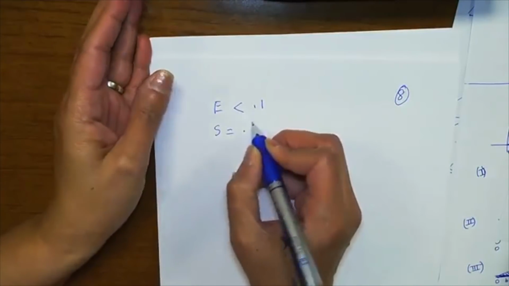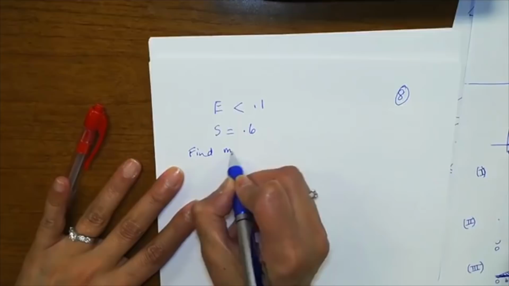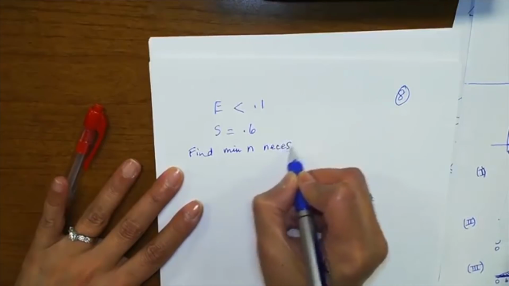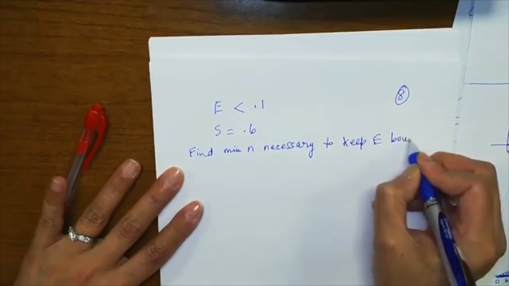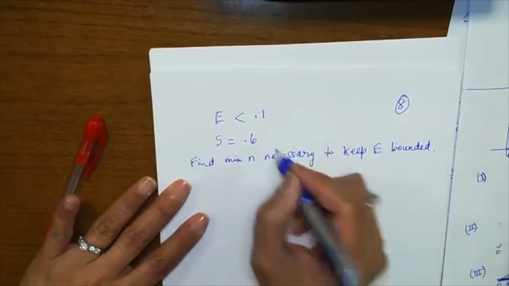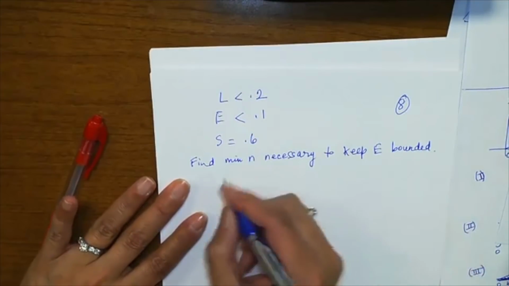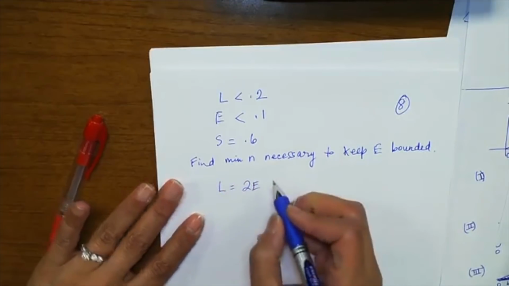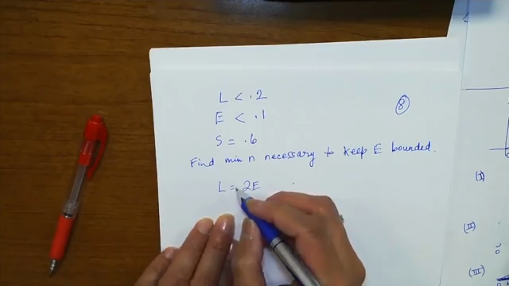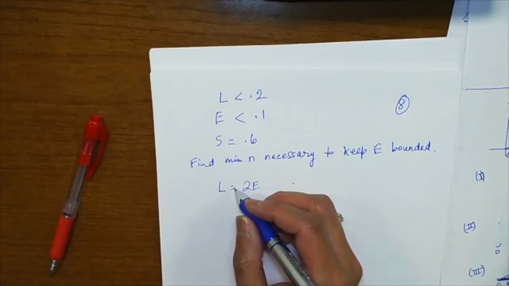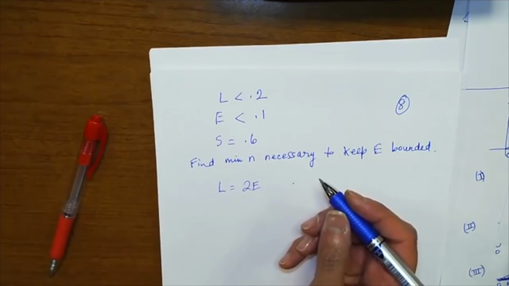S is given to be 0.6. Find the minimum n necessary to keep the error bounded. And let's say this can say E less than 0.1 or it can say L less than 0.2. So L is equal to 2E. So I immediately divide this, right? If they tell me that L has to be less than 0.2, it means that 2E has to be less than 0.2, so E has to be less than 0.1. Follow me or no?